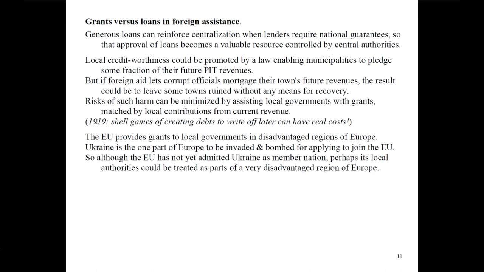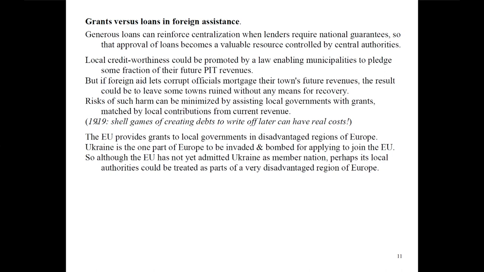Generous loans, which means, you know, long term and low interest, and it's really great to get this loan because it's better than what anybody could get at a bank. The generosity of those loans reinforces centralization when lenders require national guarantees, which is pretty standard in the international development assistance world. Because then approval of loans becomes a valuable resource which is controlled by the central authorities. And I do know of stories in Kenya and elsewhere where it seems like a really good program actually is bad, because the key question was in the capital they made the decision of who got the aid, and that's really where the control was. So we have to watch for the soft budget constraint.